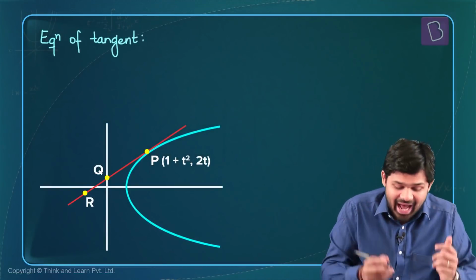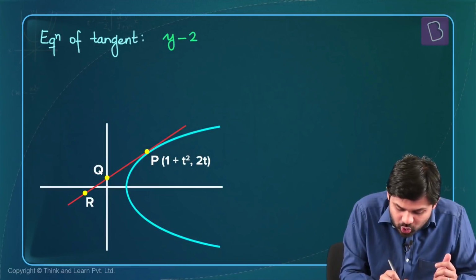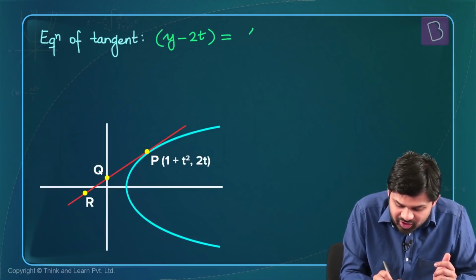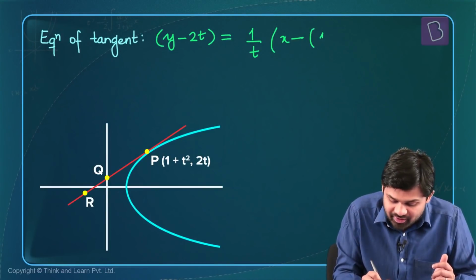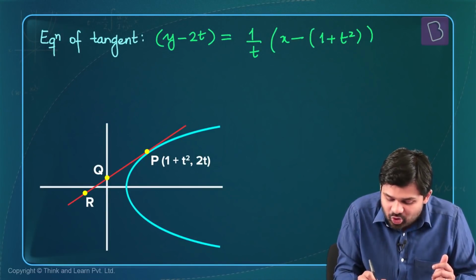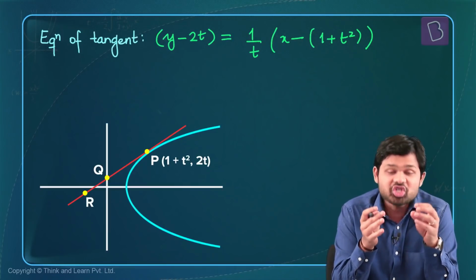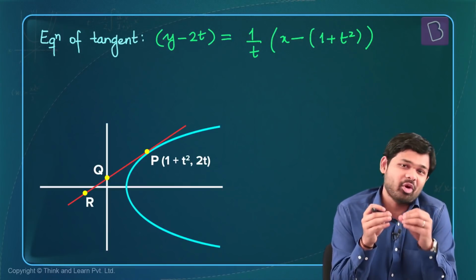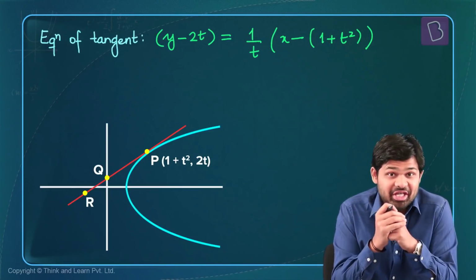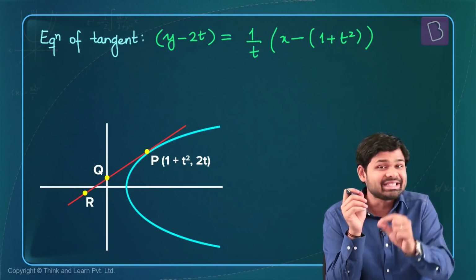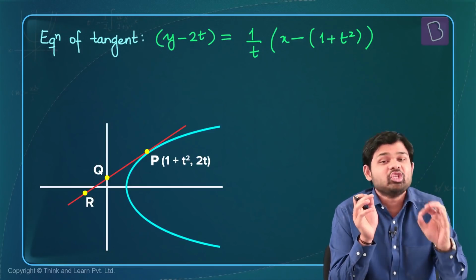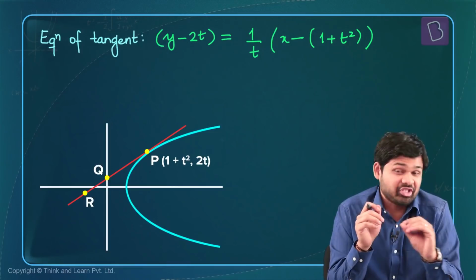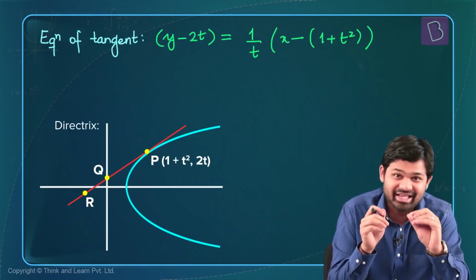So the slope of the tangent is 1 by t, and I know the point P in terms of t, so I can write the equation of the tangent as y minus 2t equal to the slope, which is 1 upon t, times x minus the x coordinate in terms of t, which is going to be 1 plus t square. So this is going to be the equation of the tangent at point P in terms of the parameter t. Now they've told us that this tangent, which is a tangent at point P, cuts the directrix at a point Q. But we know the equation of the directrix. The equation of the directrix is a very easy one, x equal to 0.